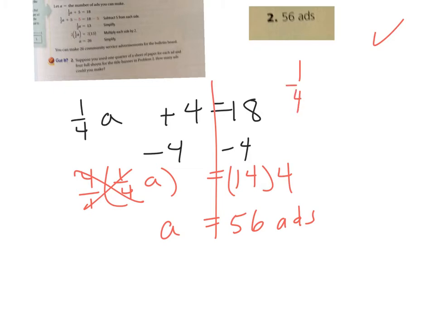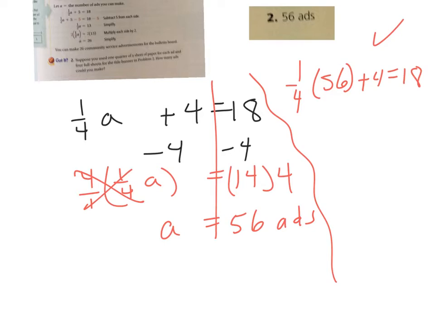So 1/4, let me make a little bit of room here. 1/4 times 56 plus 4 equals 18. 1/4 of 56 is 14.